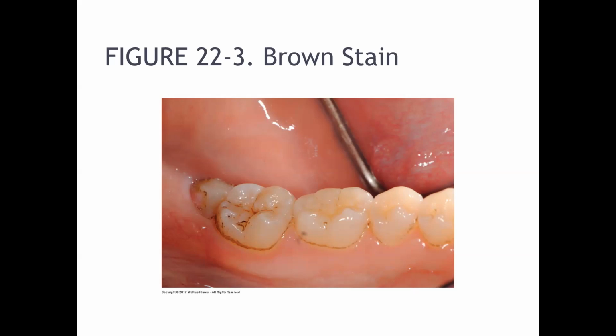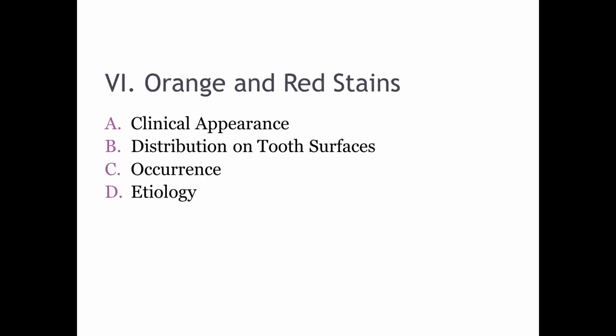Another type of stain is swimmer's stain, and that's from frequent exposure to pools disinfected with chlorine or bromine that can cause a yellowish or dark brown stain on the facial surfaces of the maxillary and mandibular teeth.